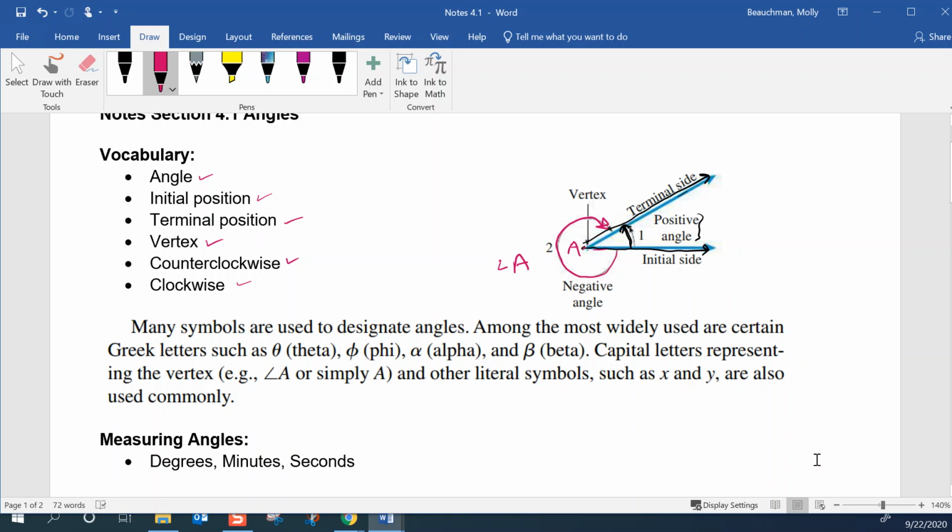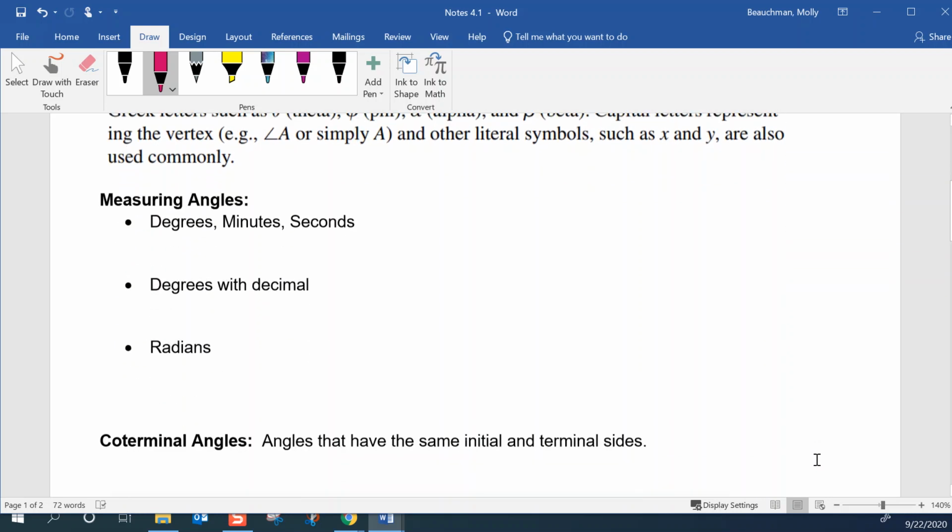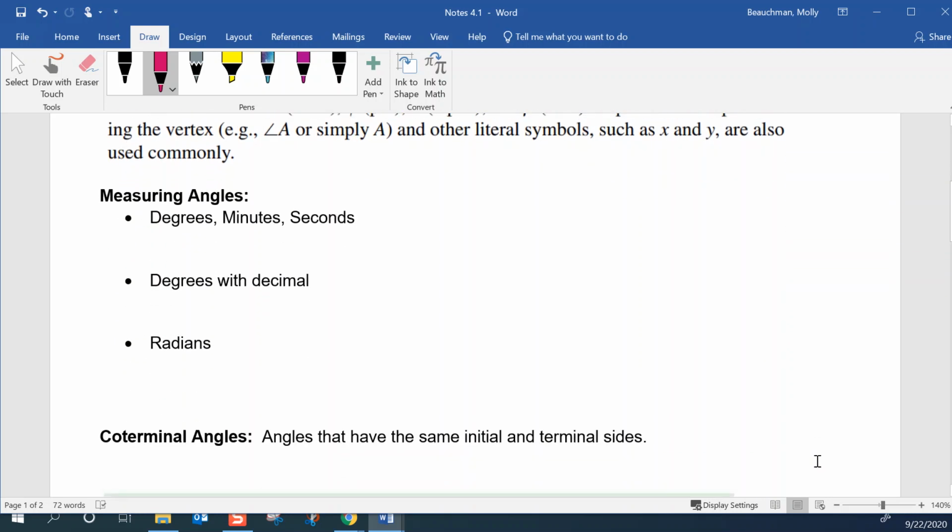We can measure angles in a couple of different ways. Two ways we're going to focus on in the trigonometry section. The first one is in degrees. So degrees can be expressed a couple of different ways, but what a degree is, if you take a circle and cut it into 360 equal pieces, 1/360th of the circle is 1 degree. So there are 360 degrees in a circle.